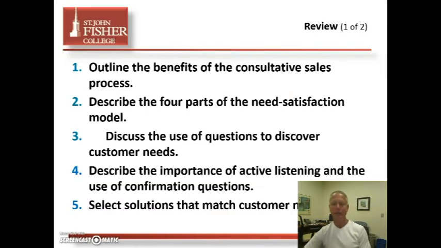So here are your 5 review questions. It says review 1 of 2, but it's really only 1 slide here. Please, again, pick 4 out of 5 and give me 2 pages, a half page per question on the answers, double-spaced. Again, write it in memo format.